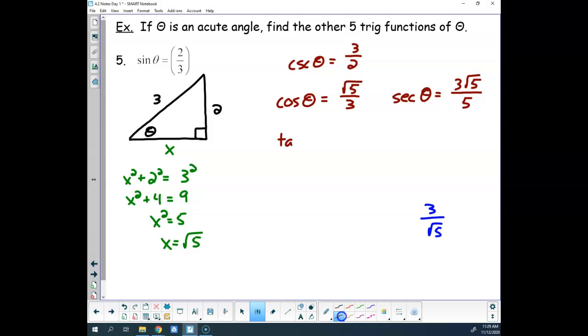Tangent would be opposite, so 2 over the square root of 5, which would be 2 square roots of 5 over 5. And cotangent would be square root of 5 over 2. Questions on that?